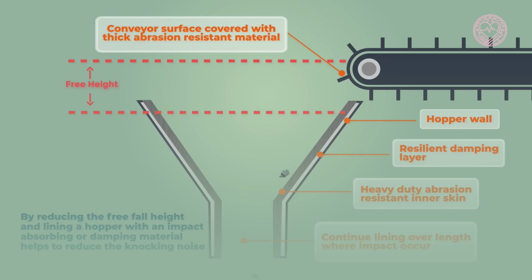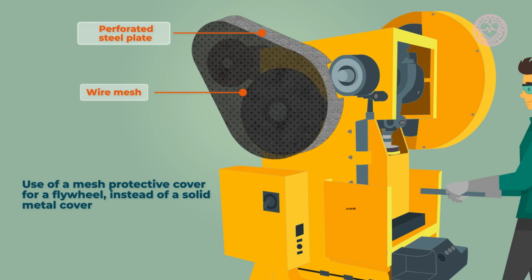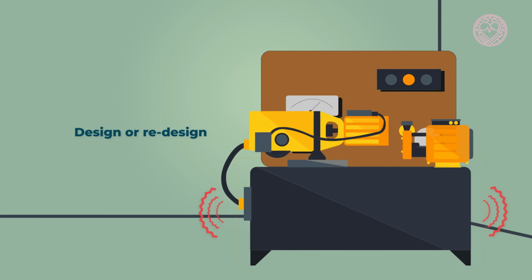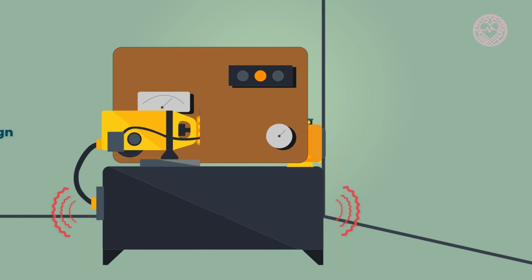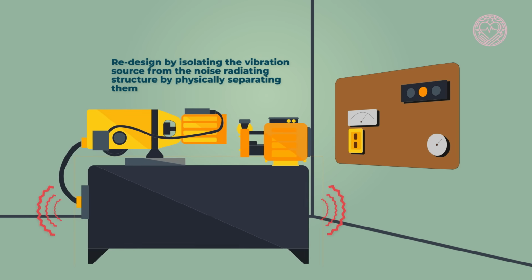Reduction of noise resulting from the vibration of large structures, plates, beams, etc. Use of a mesh protective cover for a flywheel instead of a solid metal cover. Design or redesign. Redesign by isolating the vibration source from the noise radiating structure by physically separating them.